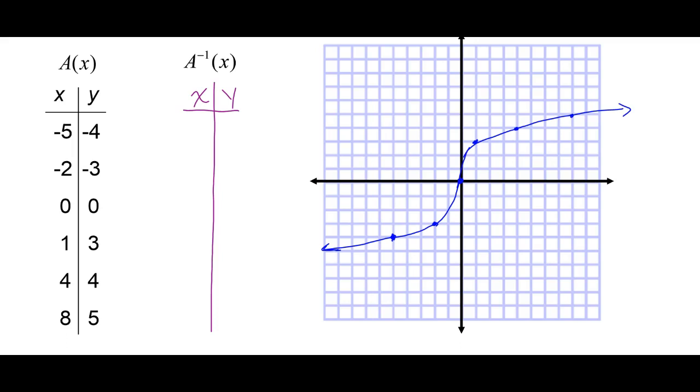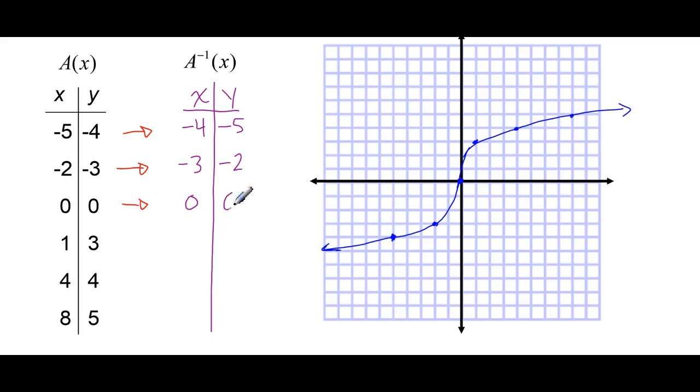Inverse function means that what used to be the output is now the input, and what used to be the input is now the output. So what that means is you switch the x's and y's. Used to be x was -5, y was -4, so now x is -4, y is -5. You switch the x's and y's, you switch the inputs and outputs, and that's how you create an inverse function for the equation. That's also how you create an inverse function for the table of values, for the points.